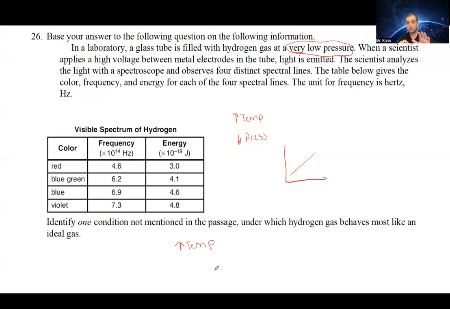So if there's one takeaway from this, it's that real gases act most like ideal gases under high temperature and low pressure. They really like to ask this question on exams.